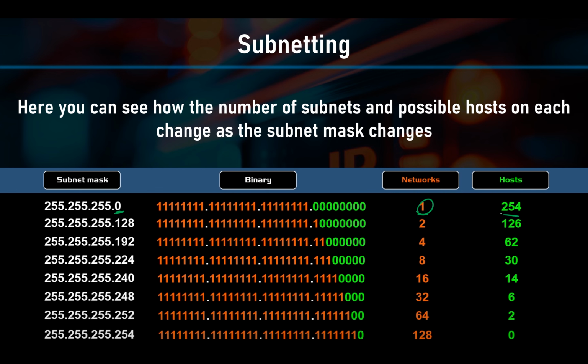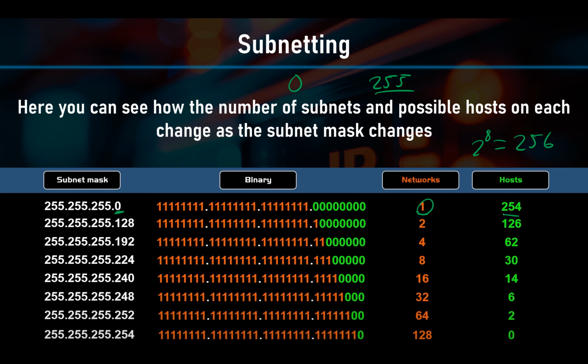Right, okay, but there's going to be 254 different hosts. The reason they don't say 256, even though 2 to the power of 8 is 256, is that technically 2 of those host IDs are going to be reserved. Usually one is the smallest, which is 0, and the other is usually the biggest, which they call the broadcast address.